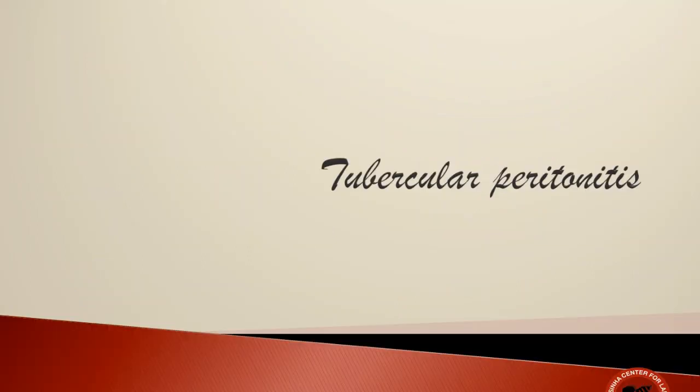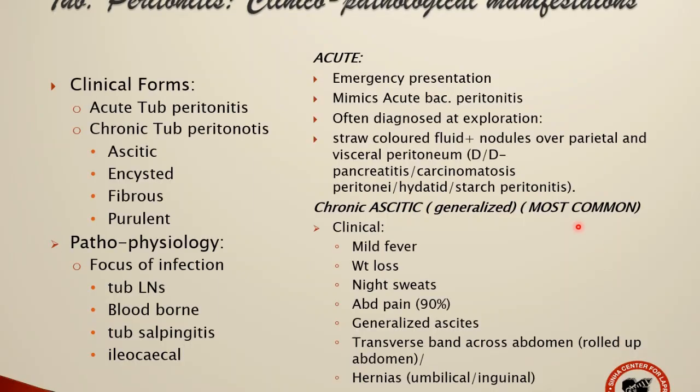Coming to tubercular peritonitis, and the clinical forms are: number one, acute tubercular peritonitis. You can have a chronic tubercular peritonitis, and the chronic form, which is the more common form of tubercular peritonitis, could either be as a generalized ascites, or the ascites has been localized as an encysted ascites, or it could be a fibrous adhesive form, the worst case scenario that you can have, or you can have a purulent type, which mimics a secondary peritonitis or acute bacterial peritonitis.